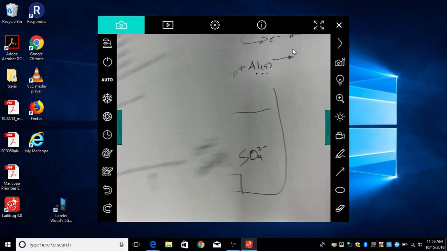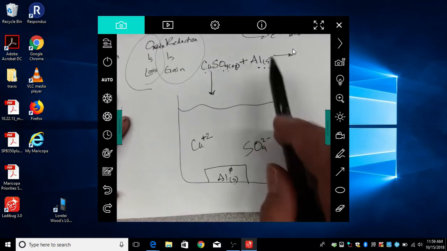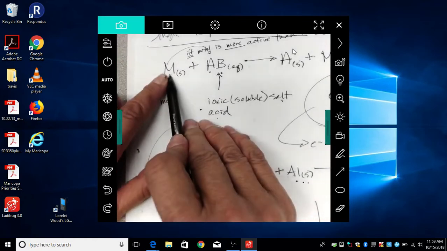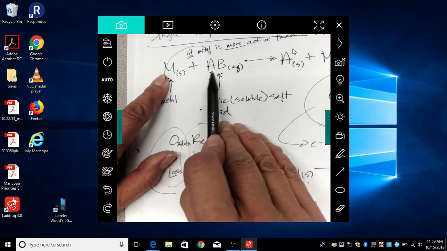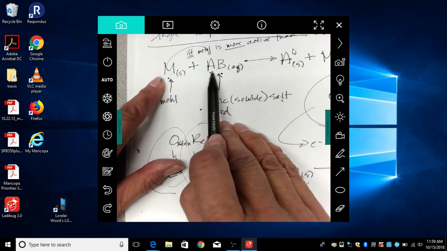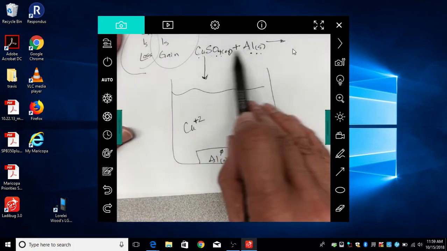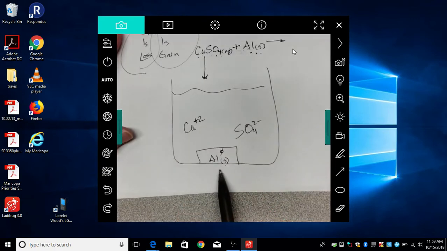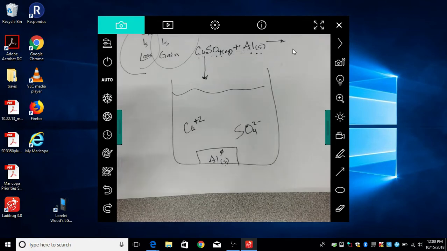Aluminum is more active. So if we look back here, remember, if and only if the metal is more active than the ion in solution, a reaction will take place. Do I think a reaction is going to take place here between aluminum and copper? Yes, it is, because aluminum is more active on the activity series than copper. So now I have confidence that it will take place. Well, let's think about what's actually going to happen.